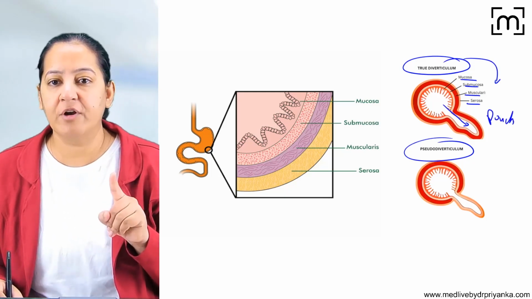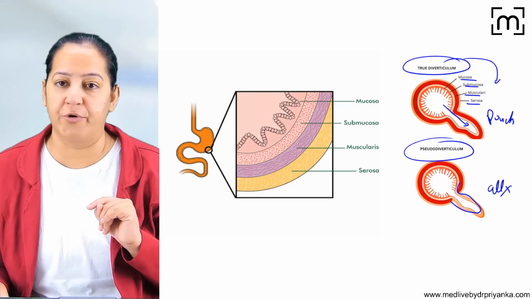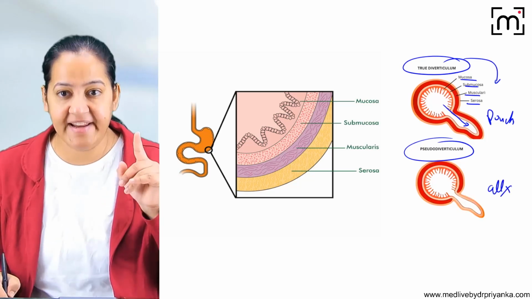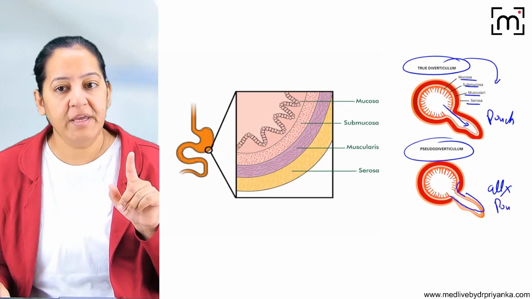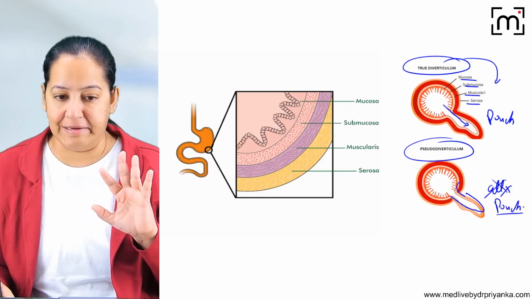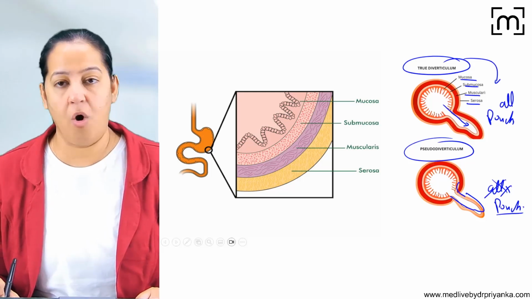In the pseudo diverticulum, only mucosa is protruding out, not all layers. You can see here very clearly only mucosa is protruding out and producing a pouch. So here the wall of the pouch does not contain all the layers. It contains only mucosa. In true diverticulum, the pouch contains all the layers.